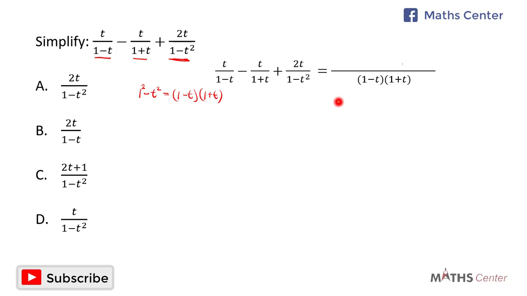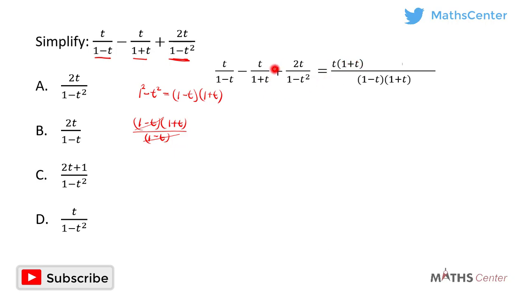Let's continue. We will divide the LCM, which is 1 minus t, 1 plus t, by the denominator of the first one, which is 1 minus t. When we do that, you can see that 1 minus t and 1 minus t will cancel out. So we'll be left with 1 plus t. And then we will use that 1 plus t to multiply the numerator. So you have t times 1 plus t. 1 plus t is a binomial, that is, it has two terms, so we have to put it in a bracket. So we have t times 1 plus t.